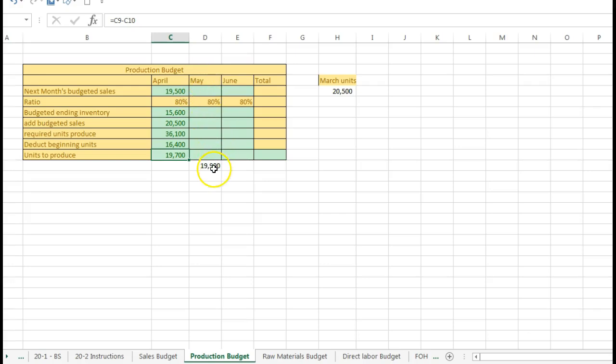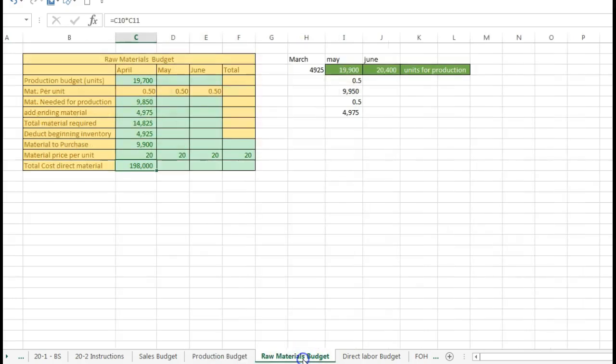Now this is the number we're going to be using throughout when you're calculating direct materials and direct labor, because even though this is what we're selling, this is what we're making. And for May, this is a check figure. For May, you're going to have units to produce 19,900. So you're going to come back and calculate May and June now and come up with totals.